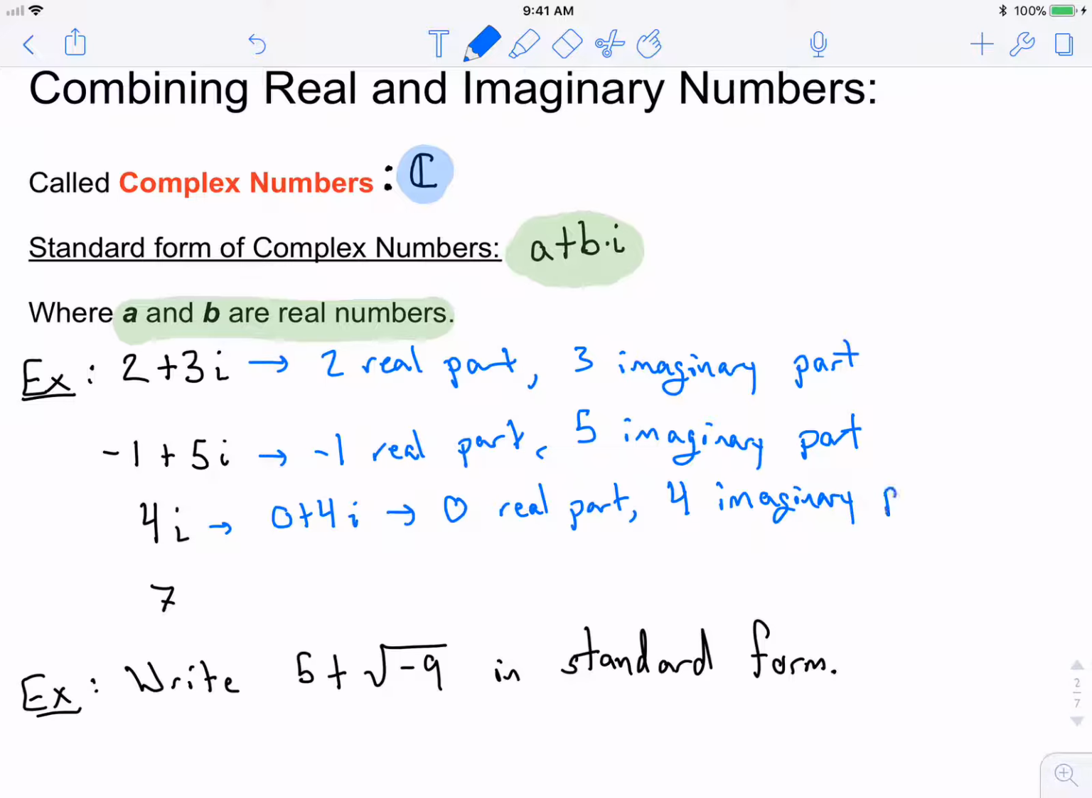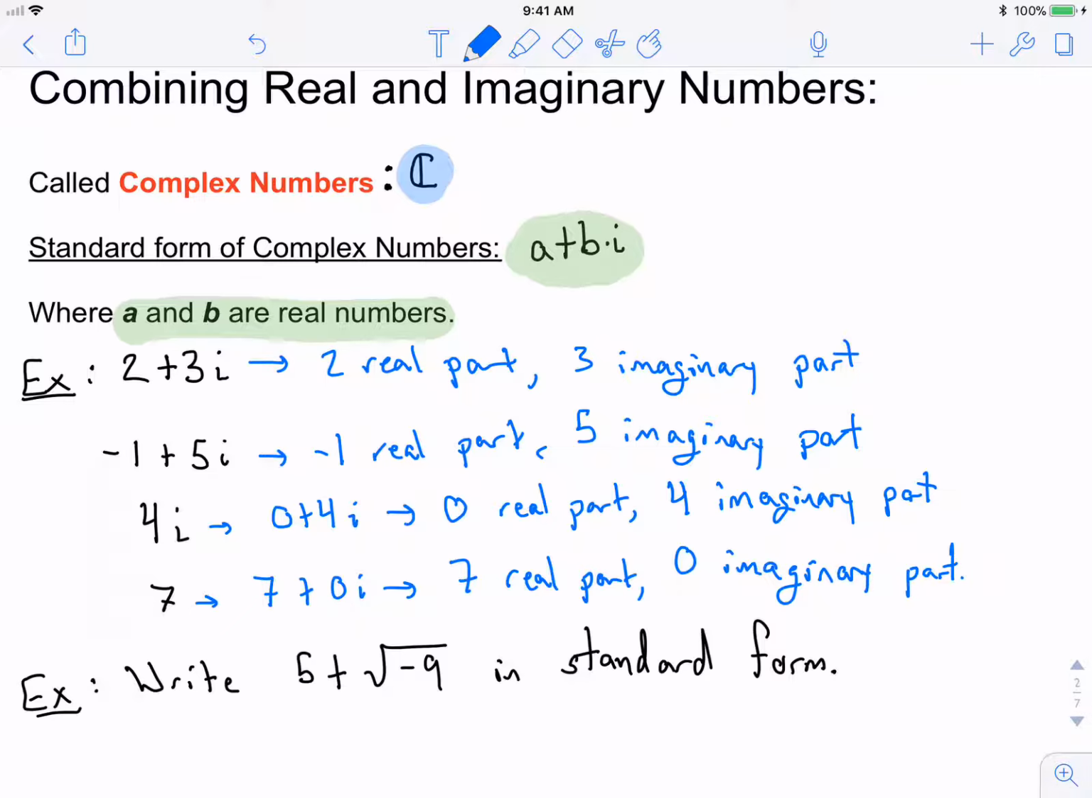And I can do the very same thing to 7 down here. Instead, I write it as 7 plus 0i. So here, 7 is my real part, and 0 is my imaginary part.